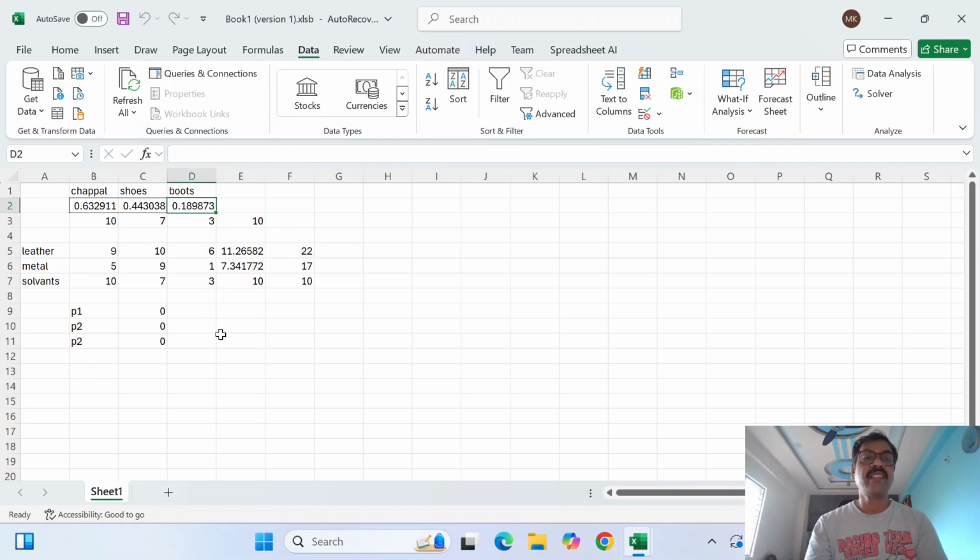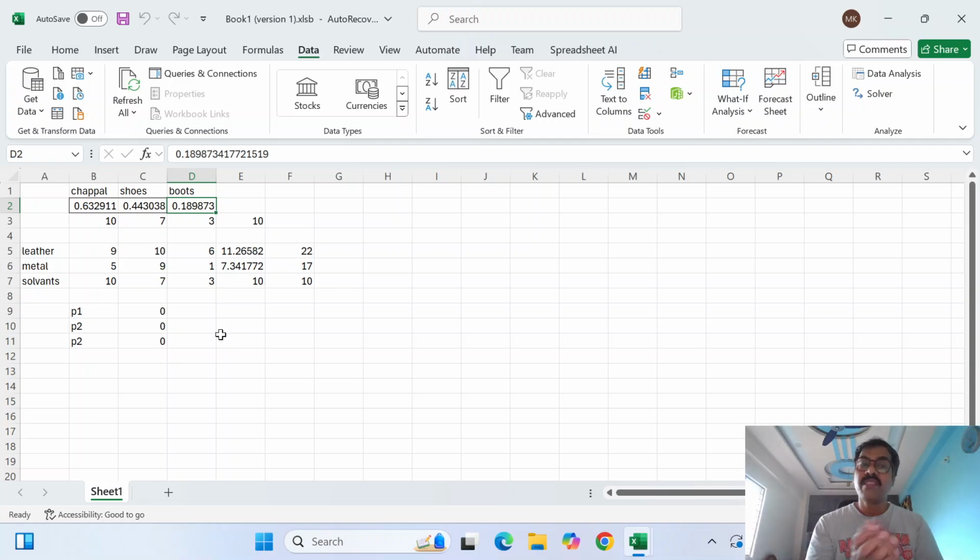If that is the case, my price is going to be, instead of 100 rupees, 63 rupees. Earlier I said 100 rupees, right? It is now 63 rupees for each chappal. For 10 chappals I need to price 63, for 7 shoes I need to price 44, and for 3 boots I need to price 18, which is quite unlikely, right? Because the price of boots must be greater than shoes, and the price of shoes must be greater than chappal.